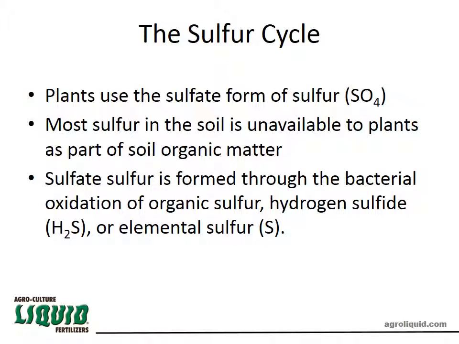So to just hit on a few more points of the sulfur cycle, plants use that sulfate form or the SO4 form of sulfur. That's the form that they take in and utilize. Most sulfur in the soil is unavailable to plants as part of that soil organic matter complex, and that is slowly released to the plant available form through the weathering and decomposition of that organic matter. Sulfate sulfur is formed also through the bacterial oxidation of organic sulfur. So we actually rely on bacteria to take that inorganic sulfur and oxidize it to make that sulfate form of sulfur, SO4.